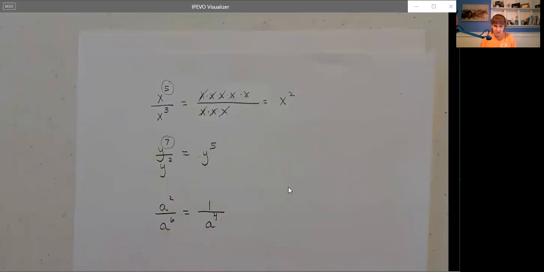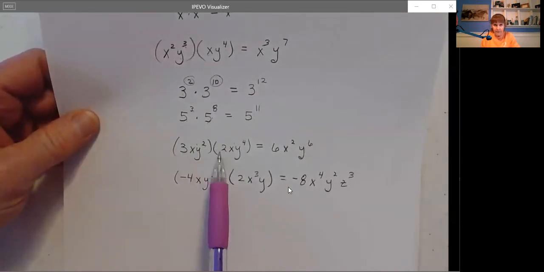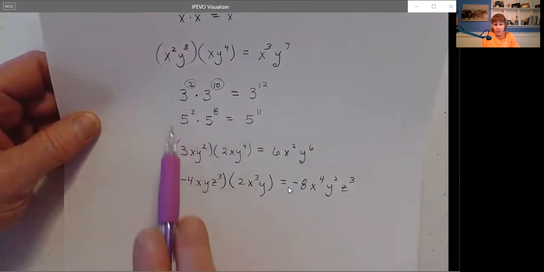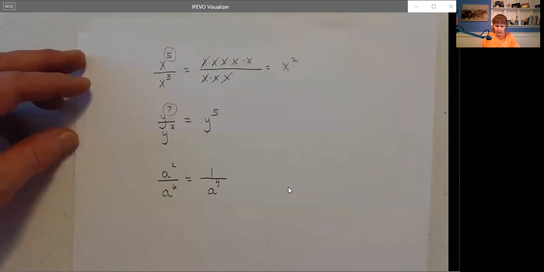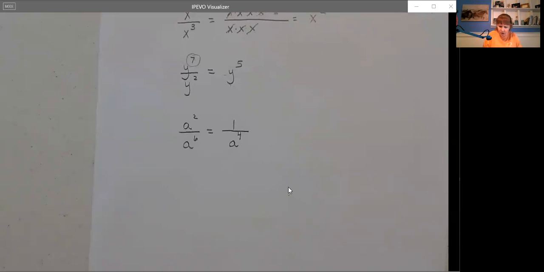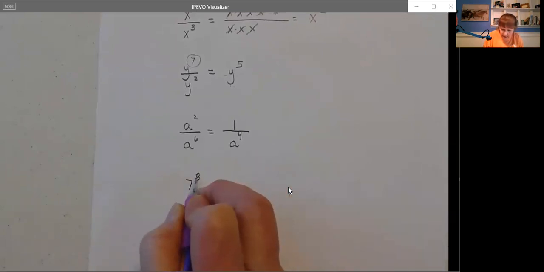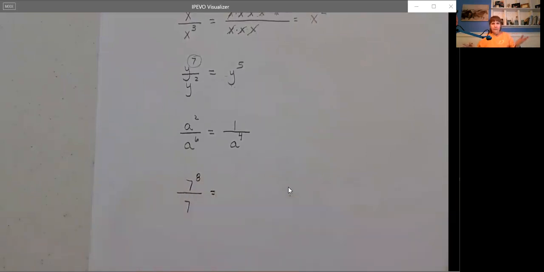All right, well, what happens if we have some numbers in front? Because here we have these little coefficients, so we multiplied them. Or even this idea, let's incorporate some numbers into our idea of division, where we subtract exponents. Well, let's start with maybe 7 to the 8th over 7 to the 1st. Okay, what would this one come down to be?